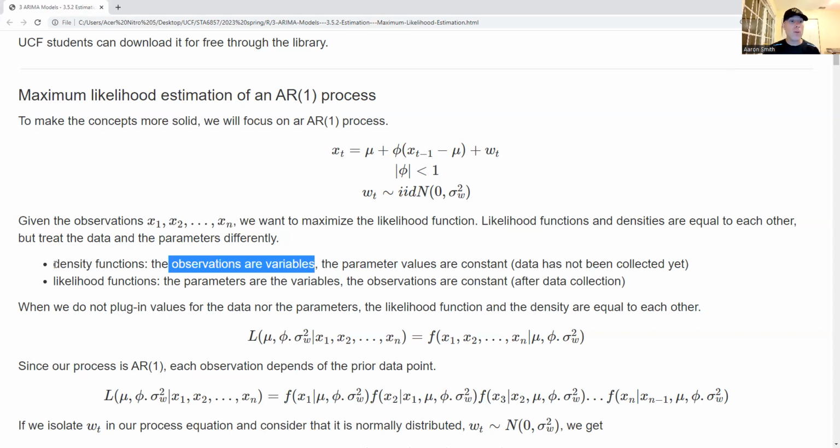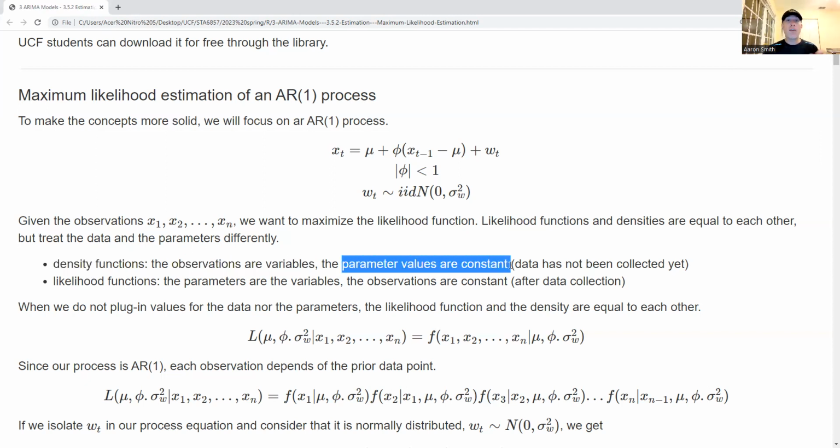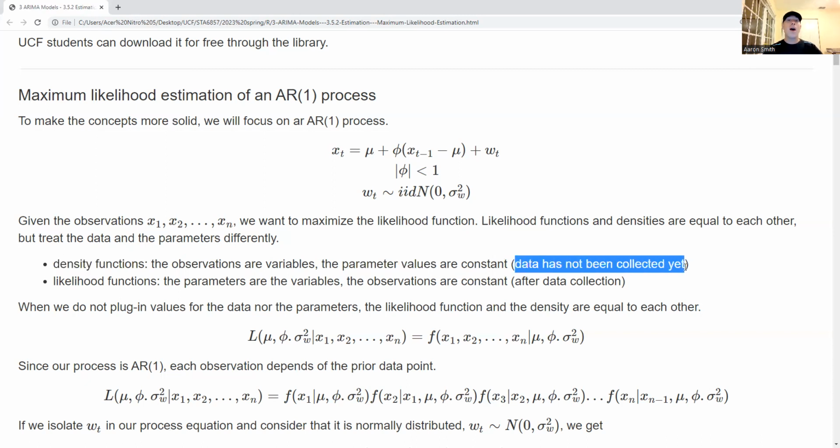So here we're dealing with the density before I see my data. And the parameters are treated as constant values. So, and I'm in the situation when I deal with this type of function, the densities, my data has not been collected yet. I'm trying to have theoretical understanding of what's coming down the pipe towards me.